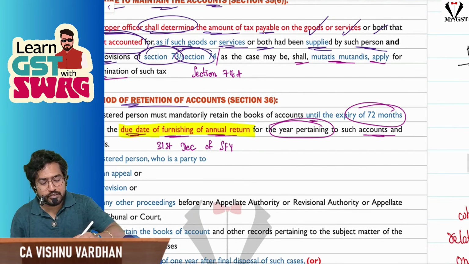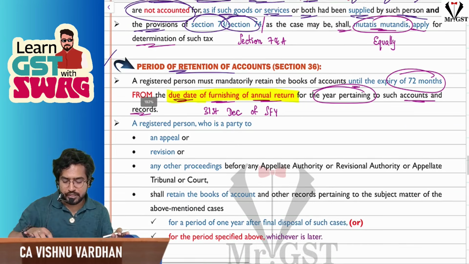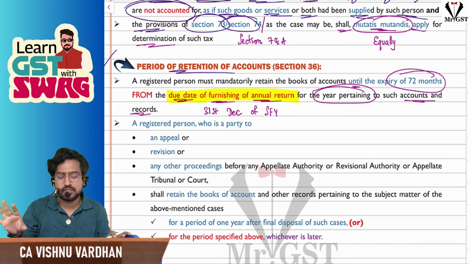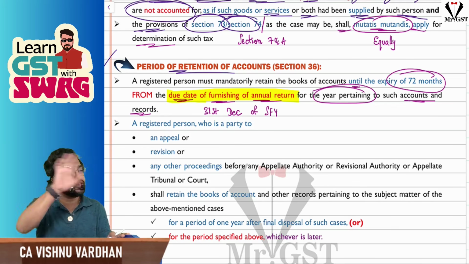Here, write down mutatis mutandis means what? Shall equally. Okay, right. So, what is the deadline, guys, for maintaining books of accounts under GST? 72 months from the due date of filing annual return for the relevant financial year.